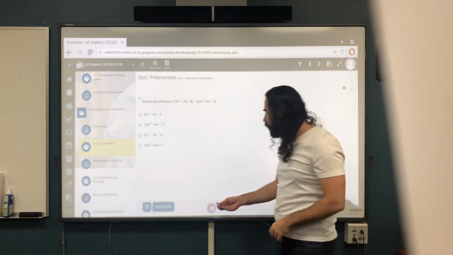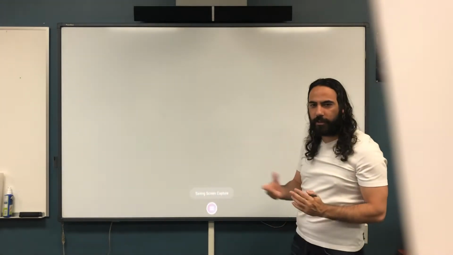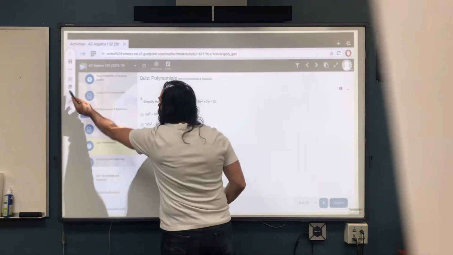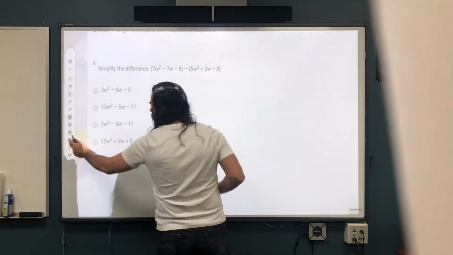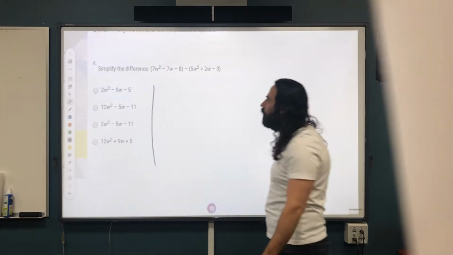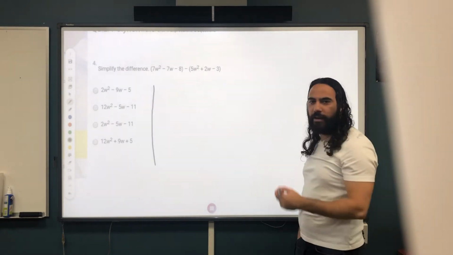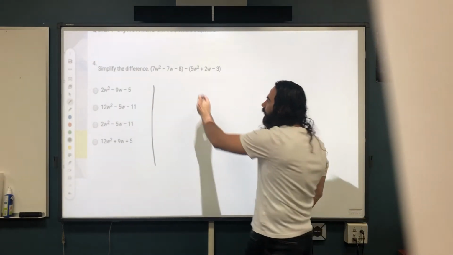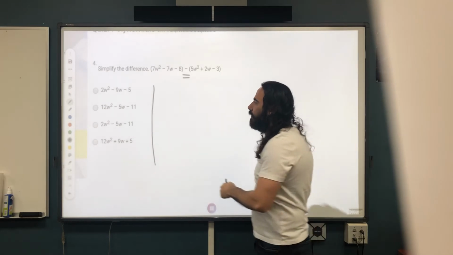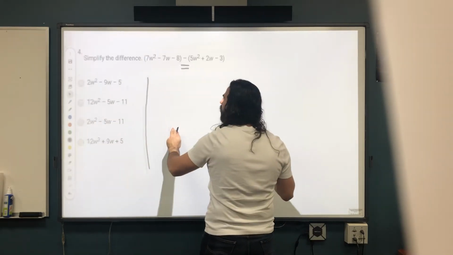We'll do one more example about adding and subtracting polynomials because that's the most important thing. I hope you can see it. We add and subtract the numbers. In this case, we have a negative again. Let me try and zoom in a little bit more.